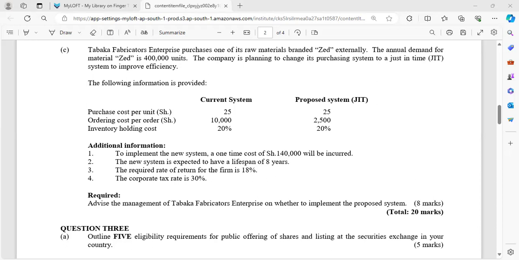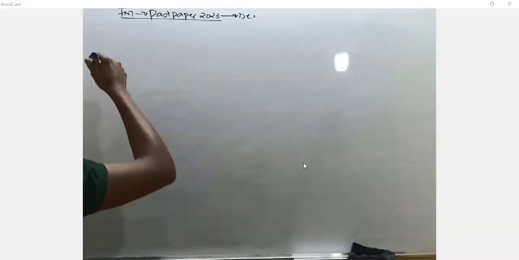Then we are being told the required rate of return for the firm is 18%. Then we have already been given the corporate tax rate there. So in this case, allow me first to calculate the total cost using the inventory formulas. I remember that some of us who are doing management accounting have come across inventory management, even in financial and working capital management.